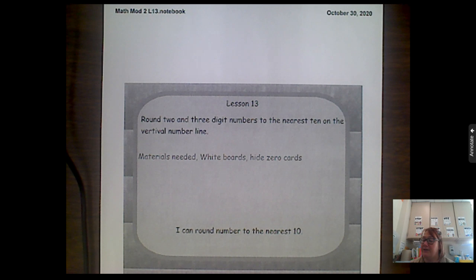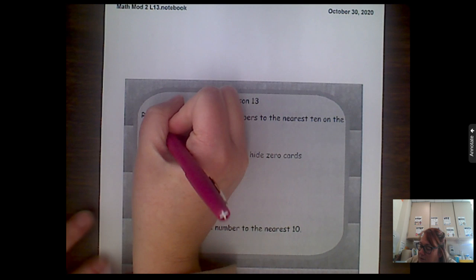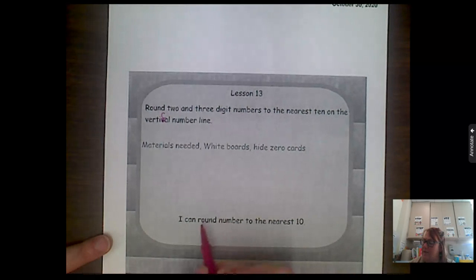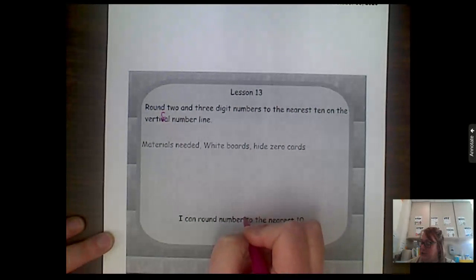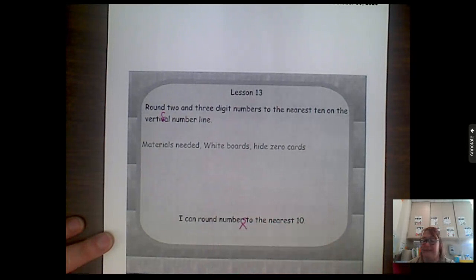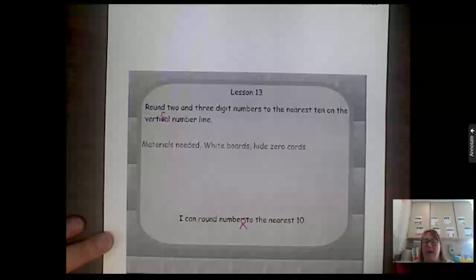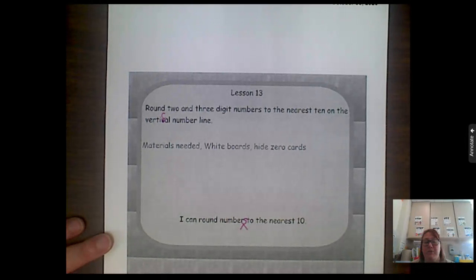As I read that earlier, I saw a little typo on there. Not the vertical, but the vertical number line. And our I can statement is I can round numbers to the nearest 10. I promise you I did not write this, although Mrs. Girl has been known to make some typos, but those are not mine. So we are rounding to the nearest 10 today.